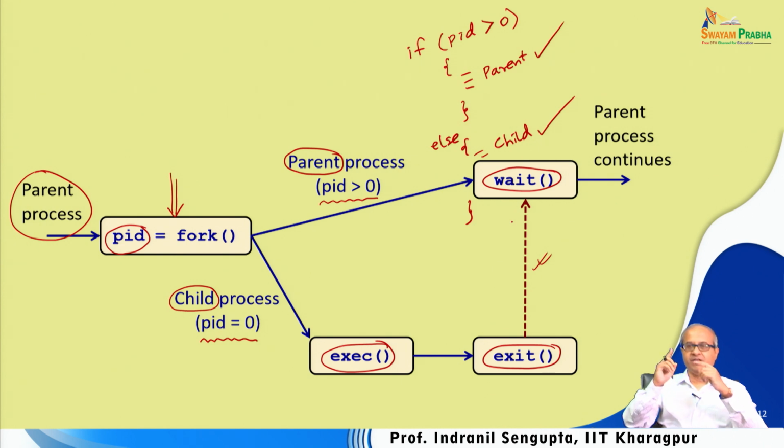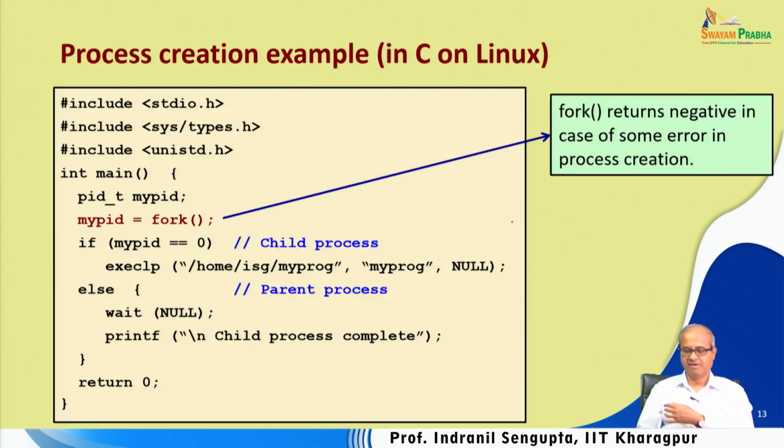Okay. The wait system call makes the parent process wait till a child process terminates, and when a child process terminates, the parent process resumes execution after that wait statement. Okay? Fine. Now, let us look at a complete code example in C, how we can use this fork system call to create processes and so on. For those of you who are familiar with C programming, it will be easy.